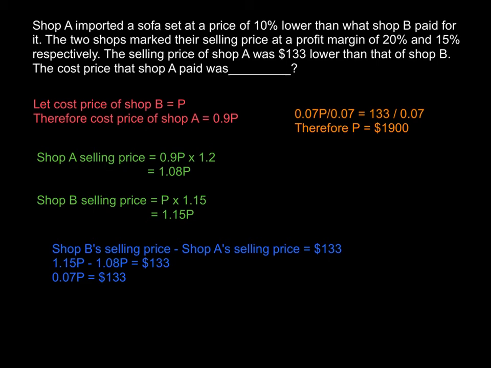Therefore, I'm going to need to multiply my figure of $1,900, which is my cost price for Shop B's sofa, by 0.9, and this will give me the cost price for Shop A. If I now do this calculation, you will see that the cost price for Shop A is equal to $1,710.